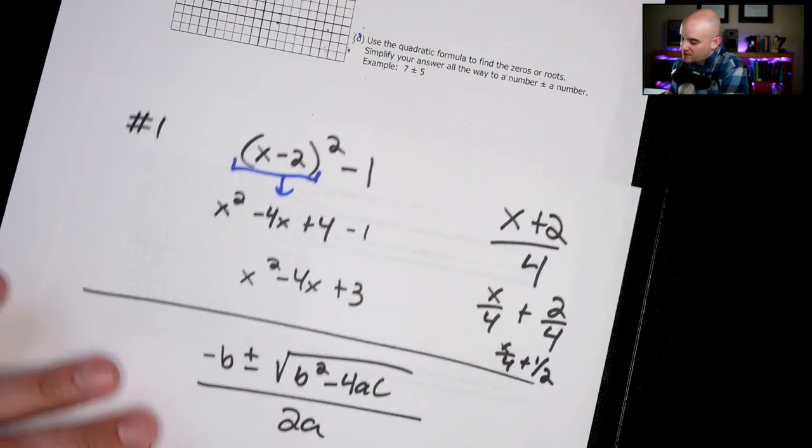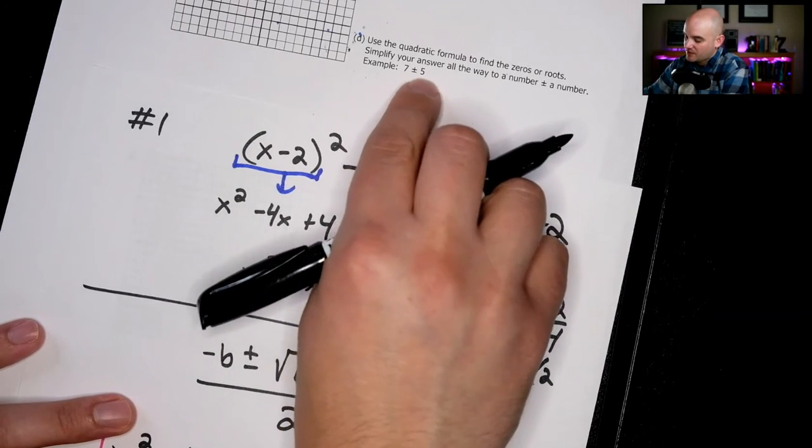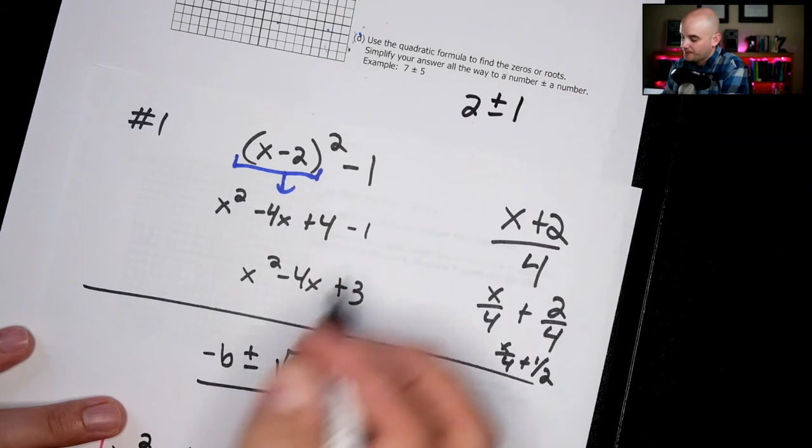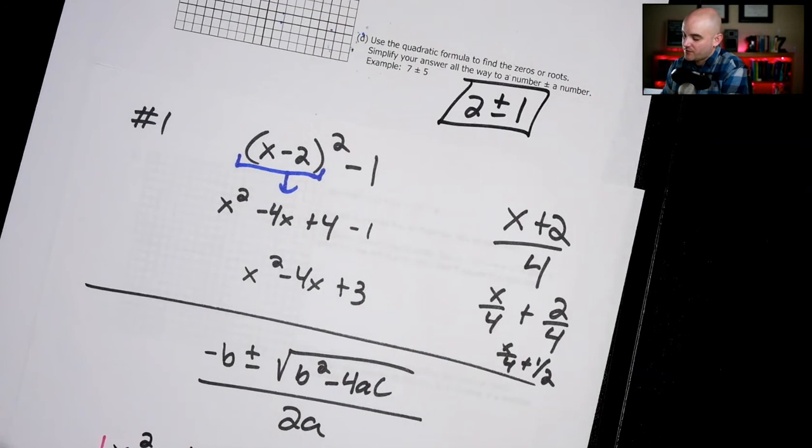So the direction said to leave it into something like 7 plus or minus 5. This is going to be 2 plus or minus 1. That's how I want to leave that answer for that one. Okay? There is a reason. Now you're saying, like, this is weird. Remember, we're doing a discovery activity here. So we're going to figure out a pattern is what we're going to end up looking for.